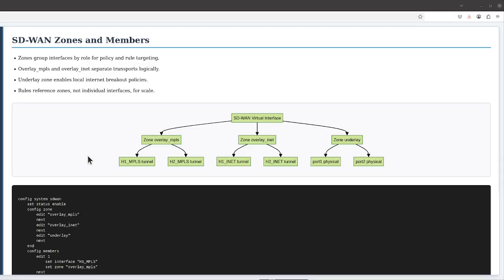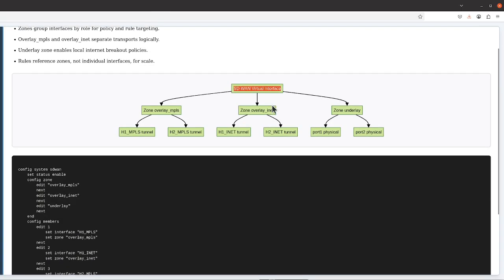At the core of the SD-WAN configuration is the SD-WAN virtual interface, which is a container that aggregates multiple physical and logical interfaces under a single policy and routing domain. Inside the SD-WAN container we define 3 zones. The first zone is named overlay_MPLS, which groups together all tunnels that ride on the MPLS transport.